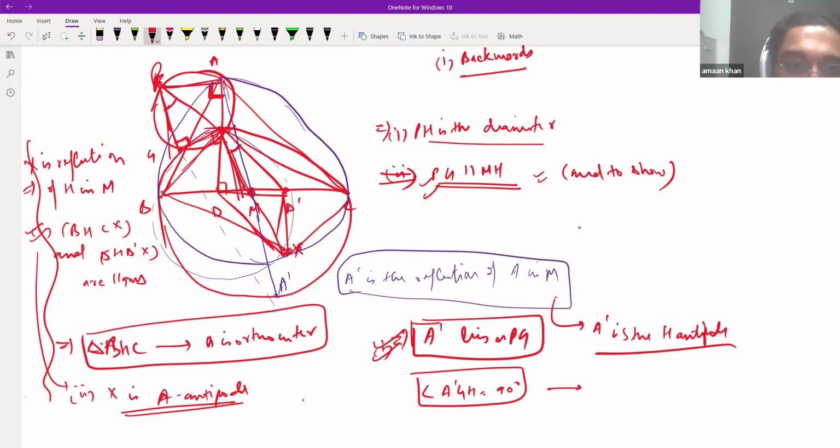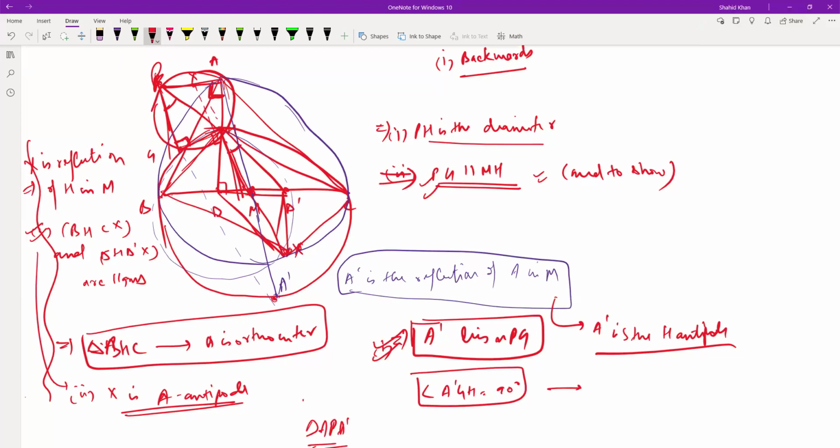Now, so M is the midpoint of A dash, right? And you need to show MH is parallel to PA dash. If you look in the triangle AP A dash, what does this remind you of? M is the midpoint of A dash, and if you extend this, it should be the midline, right?